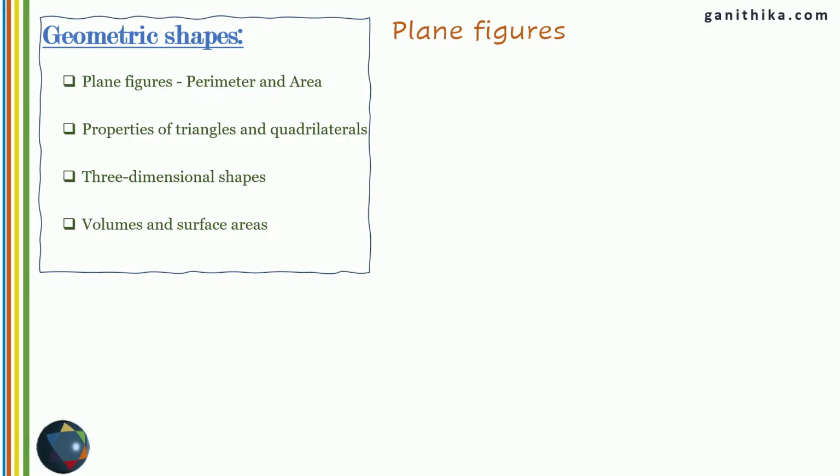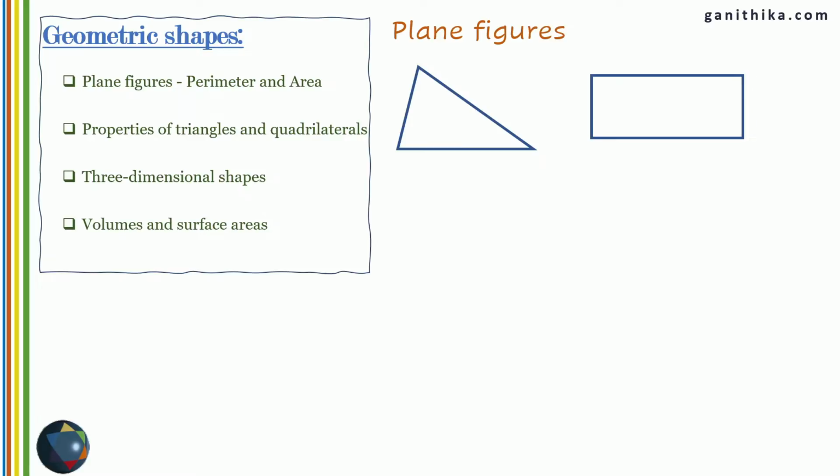First is plane figures. What is a plane figure? It's a figure on the plane surface, something like this: triangle, rectangle. Can you name the next one? This is square. And what is this? This is trapezoid or trapezium.